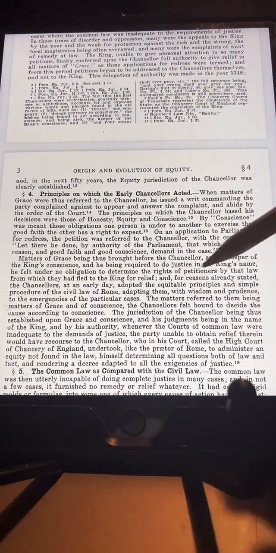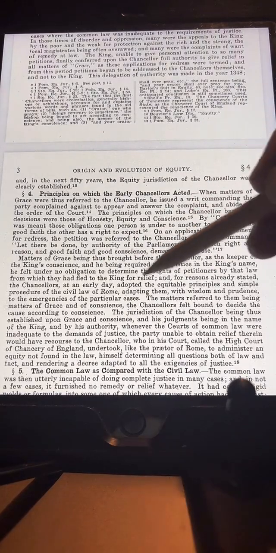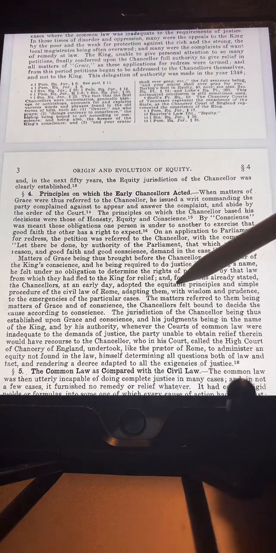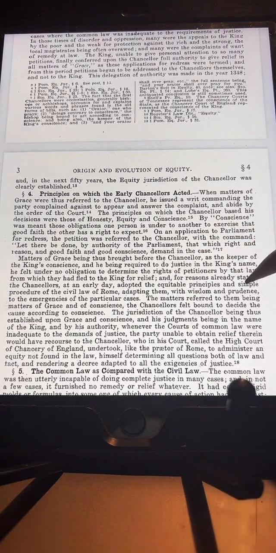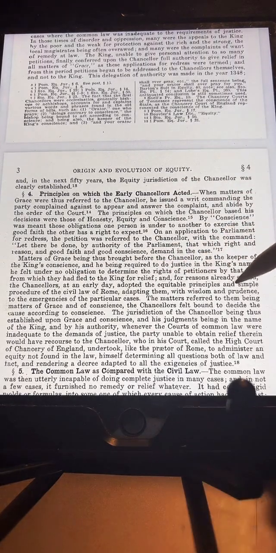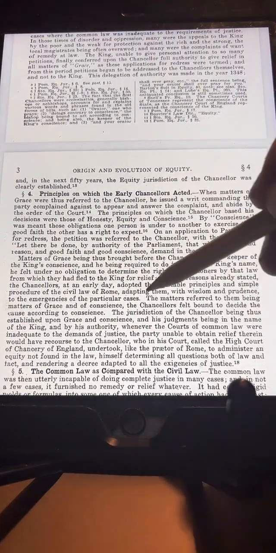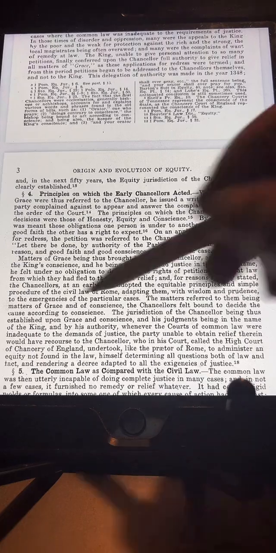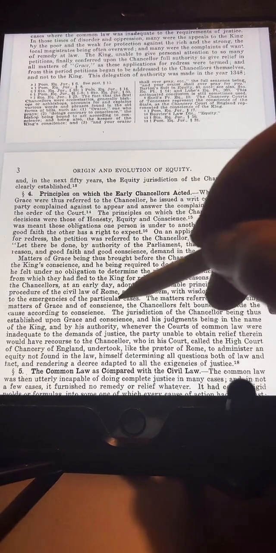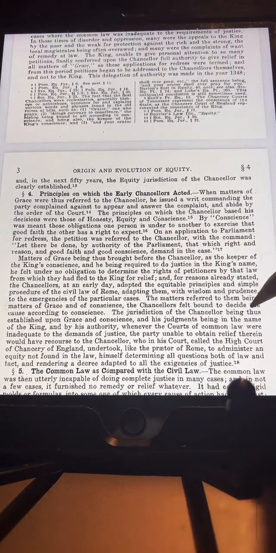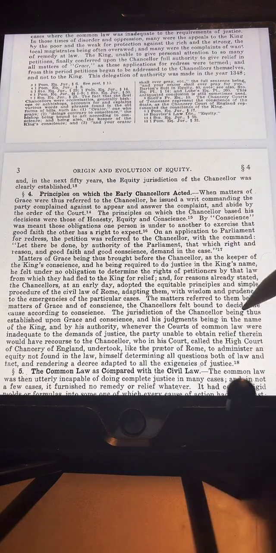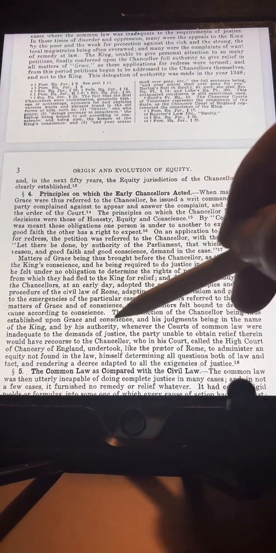and for reasons already stated, the chancellors at an early date adopted the equitable principles and simple procedures of civil law of Rome, adopting them with wisdom and prudence to the emergencies of the particular cases, the matters referred to them being matters of grace and of conscience, and the chancellors felt bound to decide the cause according to conscience, right? The jurisdiction of the chancellor being thus established upon grace and conscience, and his judgments being in the name of the king and by his authority.